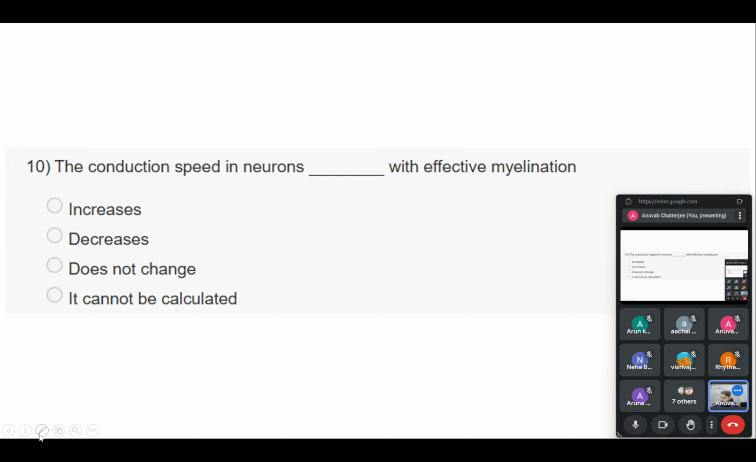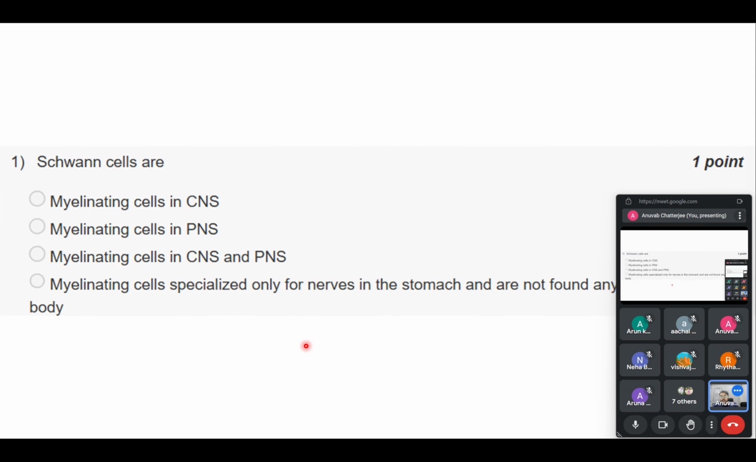Okay, so coming back to the question, the conduction speed in neurons increases with effective myelination. Any questions from this? Okay, moving forward, the next question.